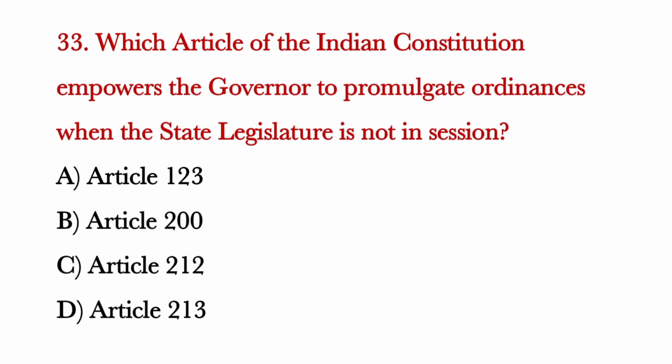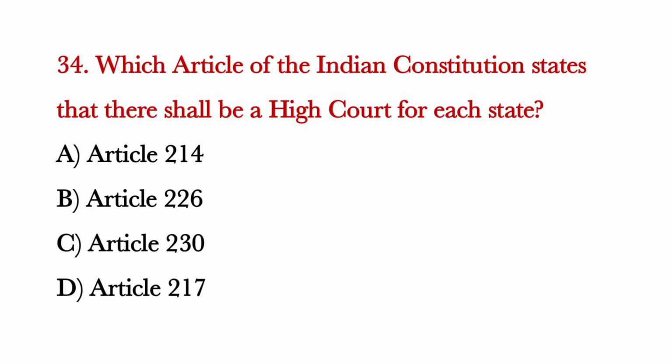Which article of the Indian Constitution empowers the governor to promulgate ordinances when the state legislature is not in session? Correct answer is option D, Article 213. Which article of the Indian Constitution states that there shall be a high court for each state? Correct answer is option A, Article 214.